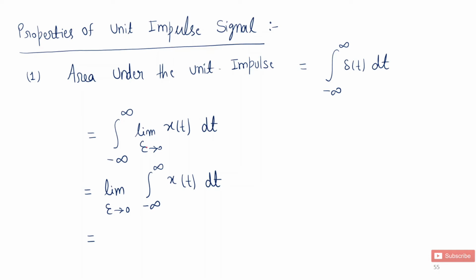So limit epsilon tends to 0 of x(t) dt, putting the value of delta t. Take the limit out: limit epsilon tends to 0 of the integral from minus infinity to infinity of x(t) dt. So this area is 1. This is 1 unit area. So you can say the area of this impulse signal is 1 unit. This area is 1. Okay.